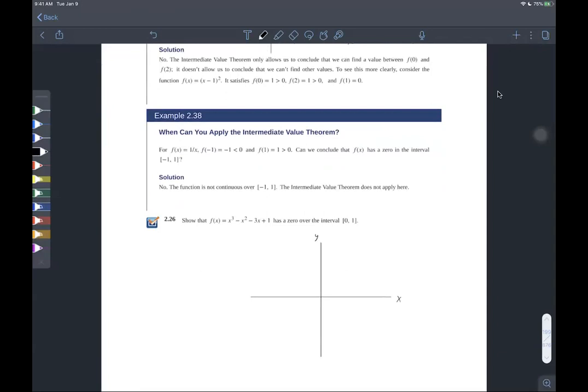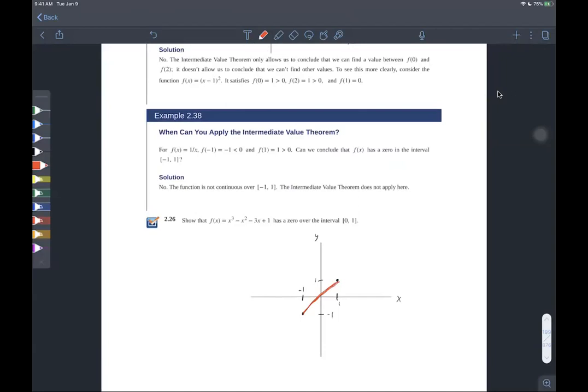So for the function f of x equals 1 over x, well, let's see, at -1, the function value here is -1. And at +1, the function value is +1. So does the intermediate value theorem say that we are guaranteed to have a 0 on the interval from -1 to +1? So let's read the problem one more time. For f of x equals 1 over x, f of -1 is -1, which is less than 0, and f of +1 is +1, which is greater than 0. So can we conclude that f of x has a 0 in the interval from -1 to +1?